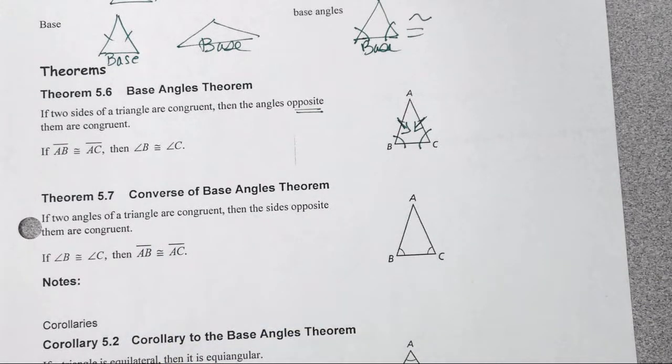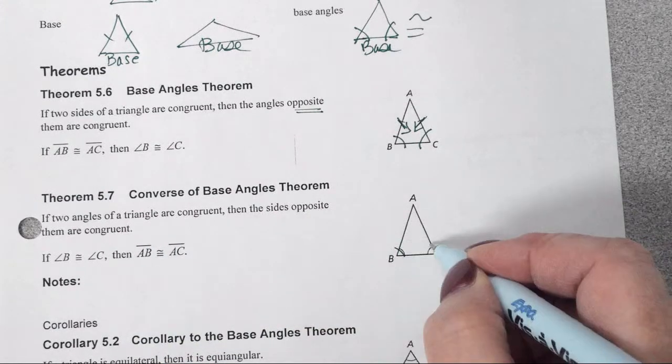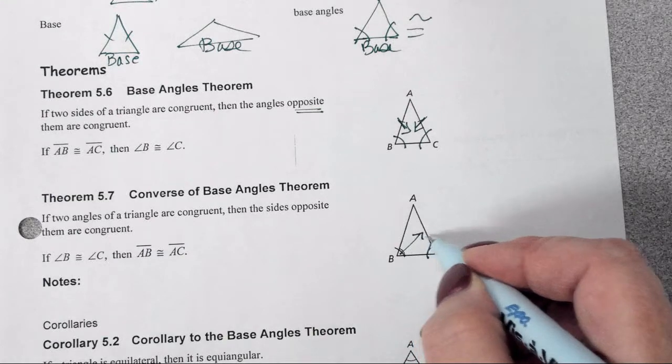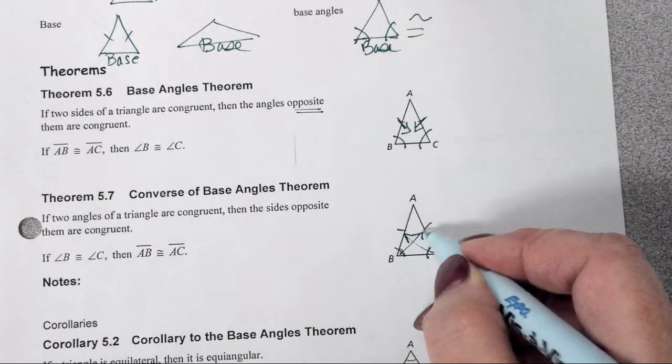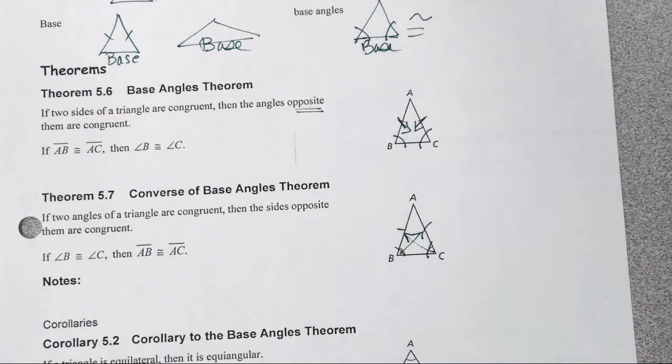And the converse of that is, if you know these two angles are congruent, look across from those two angles, and you'll find the two congruent sides. It's actually pretty handy.